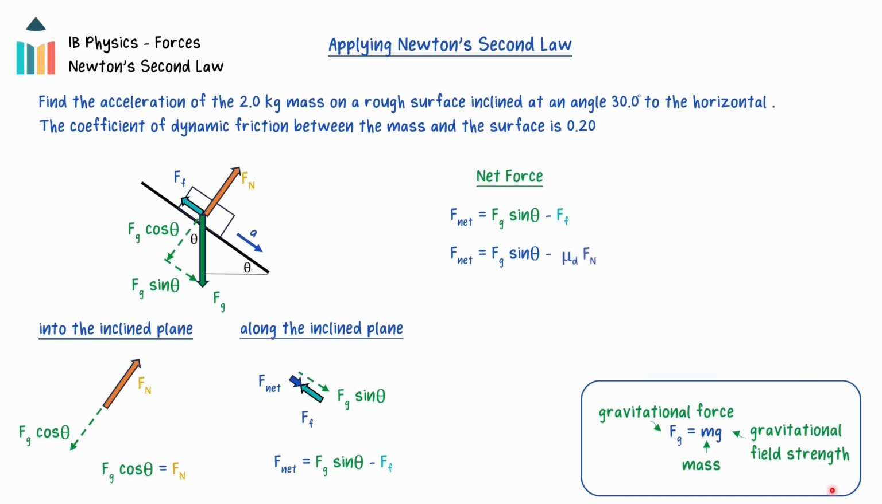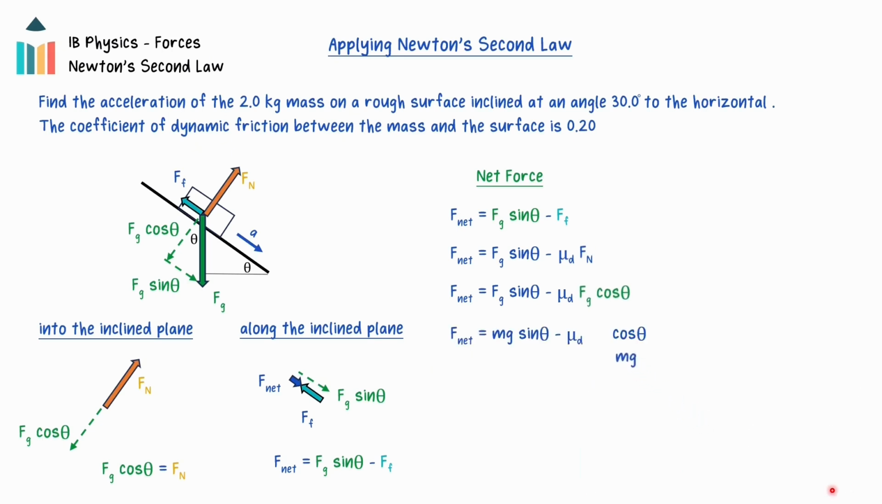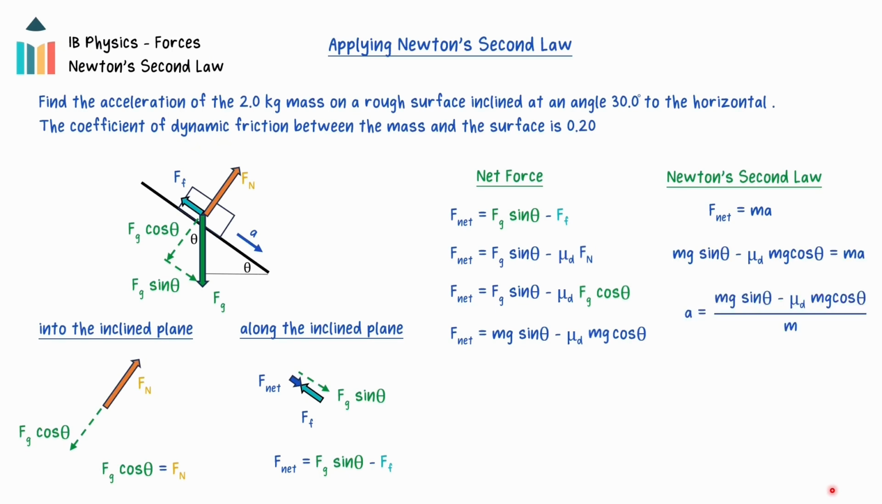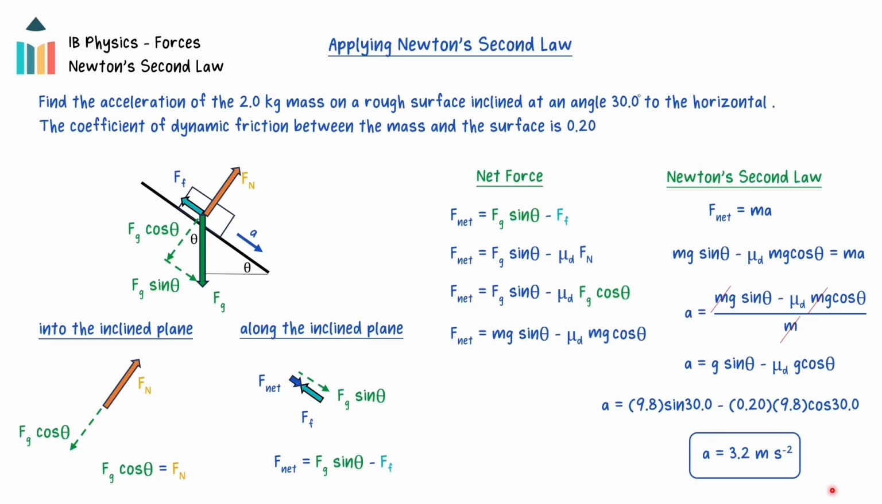Substituting the formula for the force of friction into this expression, and then replacing the normal force with the known relationship, and finally substituting the force of gravity in, we can arrive at an expression for the net force acting on the mass. This net force can then be substituted into Newton's second law and solved for the acceleration. Note that the mass of the block will cancel out of this expression, so the acceleration is independent of the mass of the block. Substituting the known values and solving yields an acceleration of 3.2 meters per second squared.